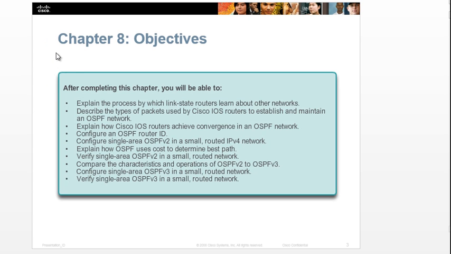After you finish this chapter, you ought to be able to explain the process by which a link state router learns about other networks. We'll talk about the Cisco IOS routers, how we set them up to do this. We'll show how to configure one. After we do this, I strongly encourage you guys to go into Packet Tracer, build a little network with 4 or 5 routers in it, and put OSPF on it. Make sure you really understand it and you can make them route between each other.